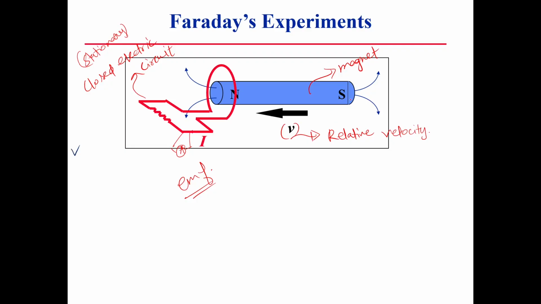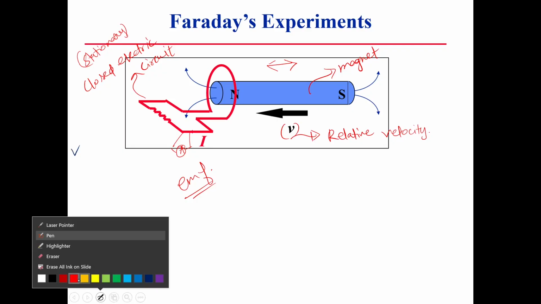Whenever I am bringing this magnet closer to this electric coil, I am getting that electric current. Maybe the motion can be like this: I'm bringing it closer and then I'm taking it back. Or it can also be possible, as I have said, that there should be relative motion between the coil and the magnet. So now I am keeping that electric coil stationary. What if I want to keep the magnet stationary?